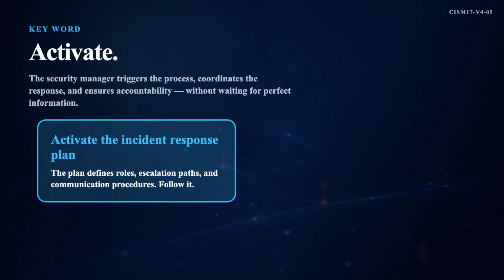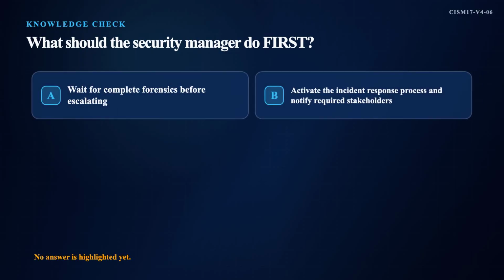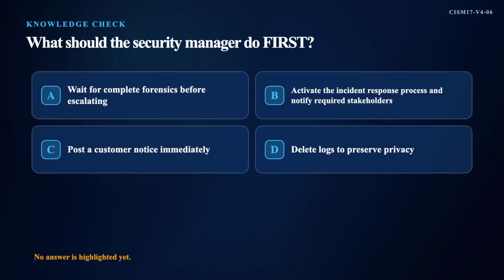The key word is activate. The security manager triggers the process, coordinates the response, and ensures accountability without waiting for perfect information. Now answer the question. A possible data exposure is discovered, but technical details are incomplete. What should the security manager do first?